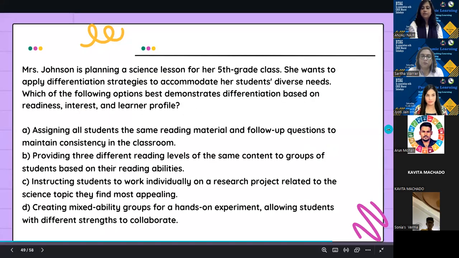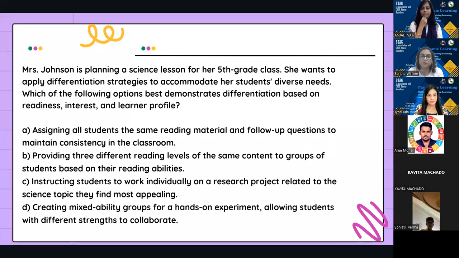I want the answer for this question, participants. What's the correct option? Please read the question. Mrs. Johnson is planning a science lesson for her 5th grade class. She wants to apply differentiation strategies to accommodate her students' diverse needs. Which of the following options best demonstrates differentiation based on readiness, interest, and learner profile?